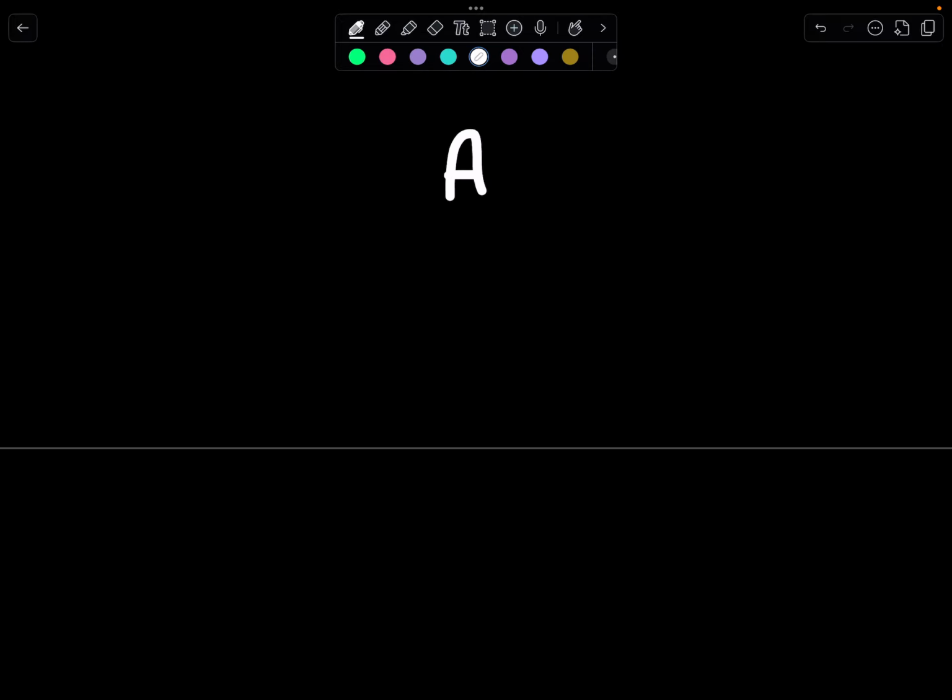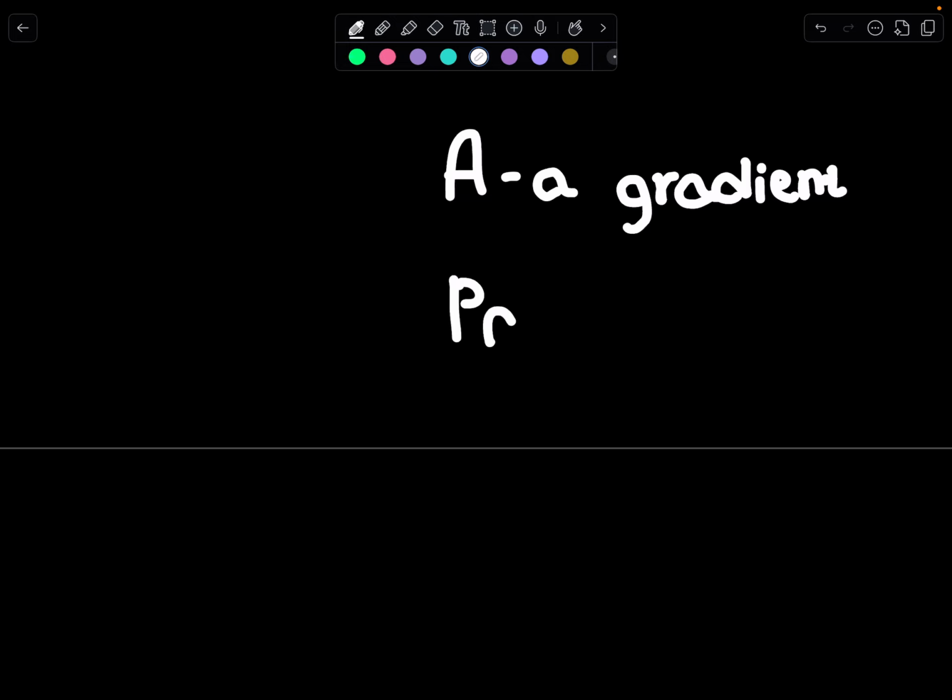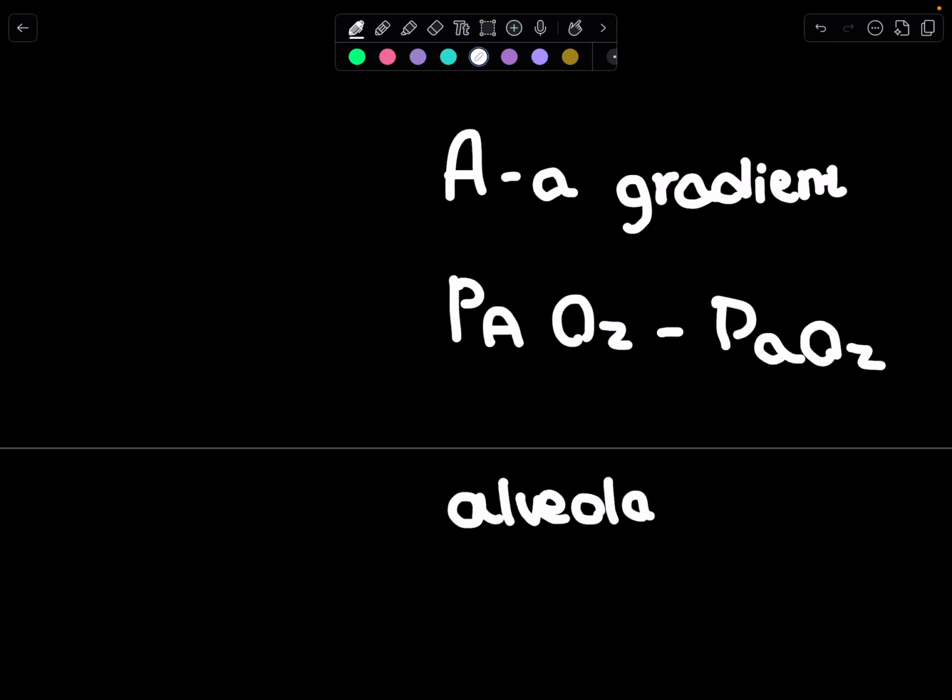Let's talk about the AA gradient now. So, what's the AA gradient, and how can the alveolar gas equation help us find it? The AA gradient is the difference between the oxygen pressure in the alveoli, PAO2, and the oxygen pressure in arterial blood, PaO2. The alveolar gas equation helps calculate PAO2, which we compare to PaO2 measured via blood tests to find the gradient, revealing how efficiently oxygen moves from lungs to blood.